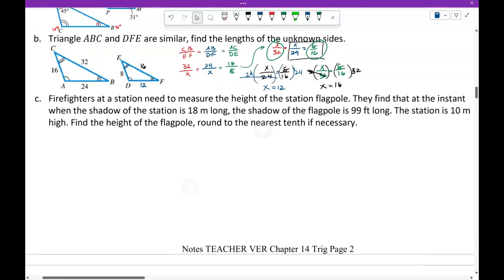We can also use triangles and proportional relationships in some applications. Firefighters at a station need to measure the height of the flagpole. They measure the shadow of the station and the flagpole at the same time and find that 18 meters long on the station is corresponding to 99 feet on the flagpole. And we know the height of the station.